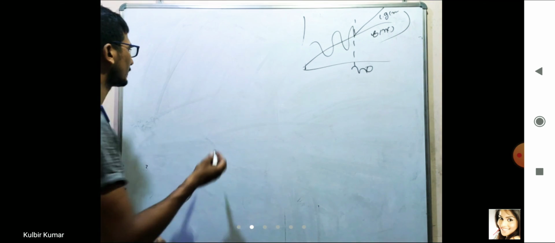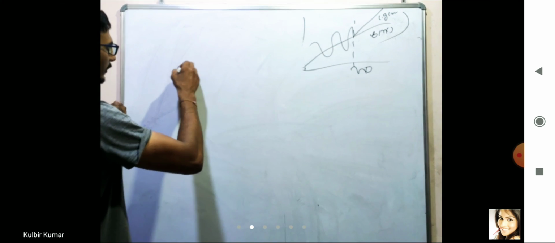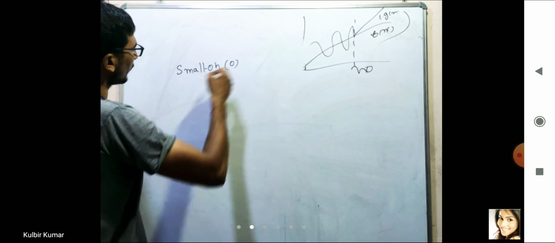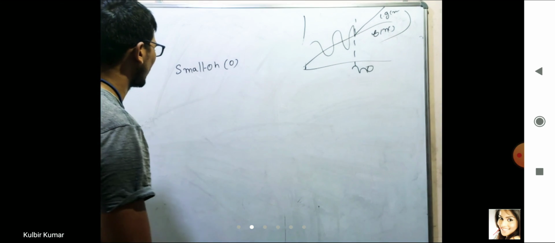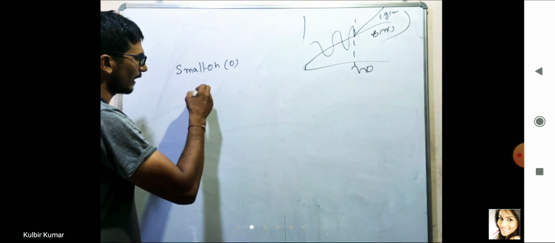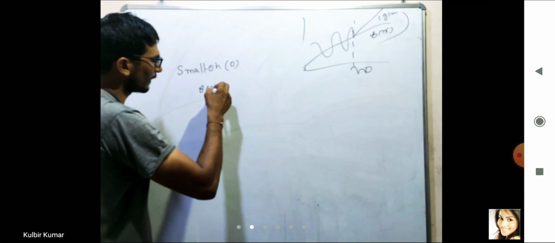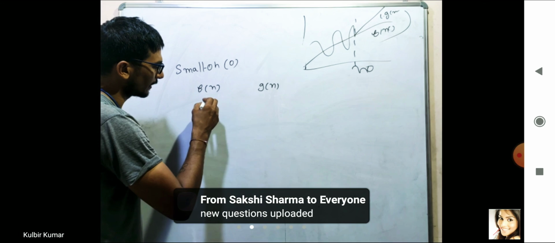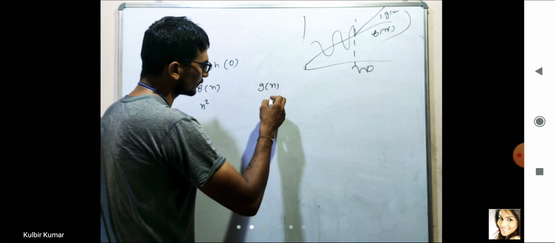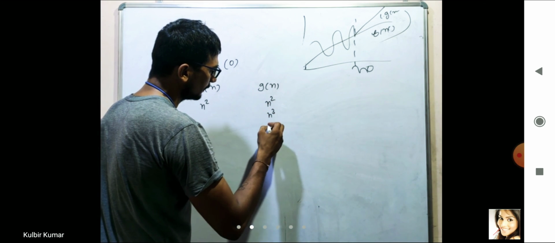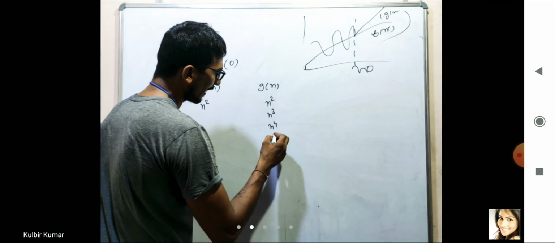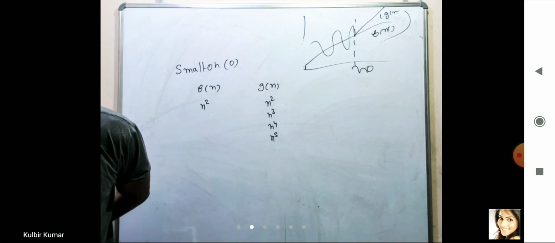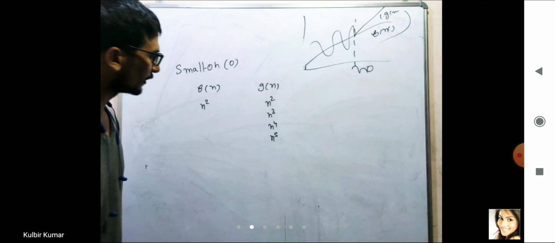Okay, so now come to the next one, that is small o notation. Small o is denoted by small o only. Let us take function f of n given, and g of n given. So f of n, let us take n square. G of n, let us take n square, n cube, n power 4, n power 5, anything can be there. No, new questions are not uploaded, old questions only.